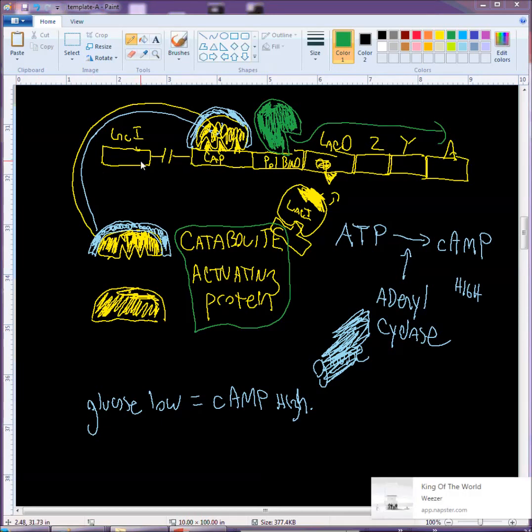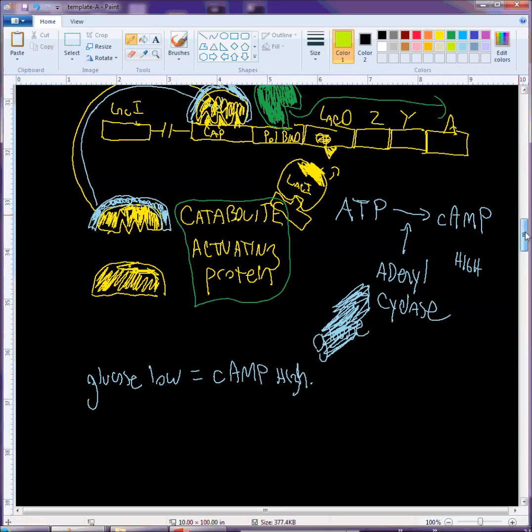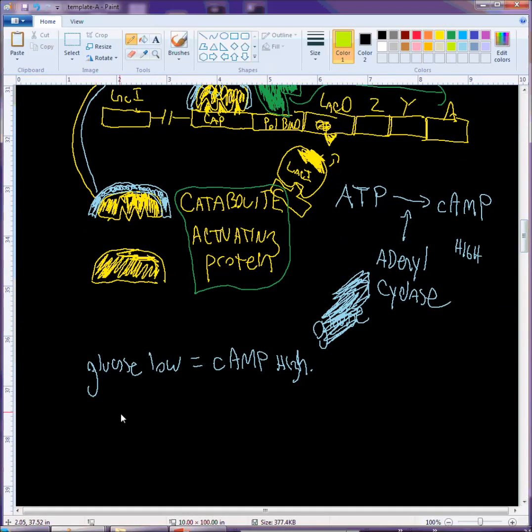Now the question says, predict the effect on the inducibility of the lac operon of a mutation that disrupts the function of the CRP gene. What is the CRP gene? Let me scroll down a little bit here. The CRP gene encodes the CAP protein. The CRP gene makes CAP, and then there's the CAP binding site in the promoter.